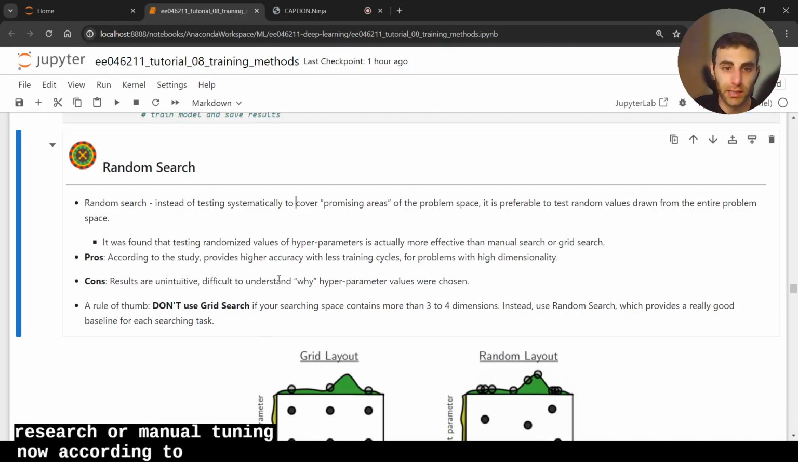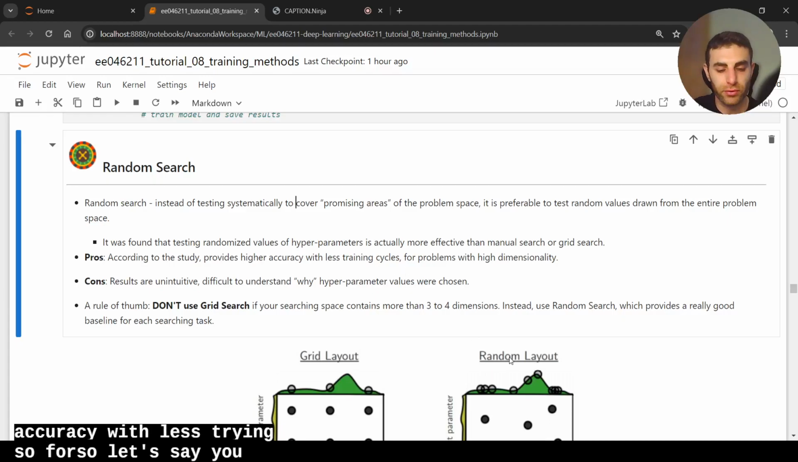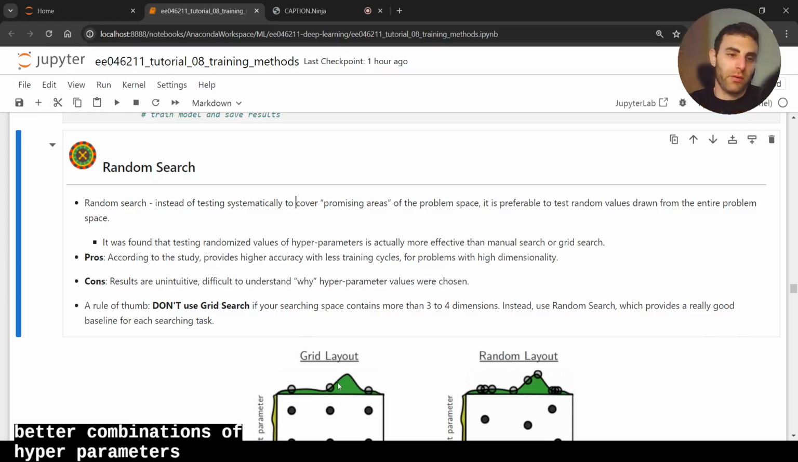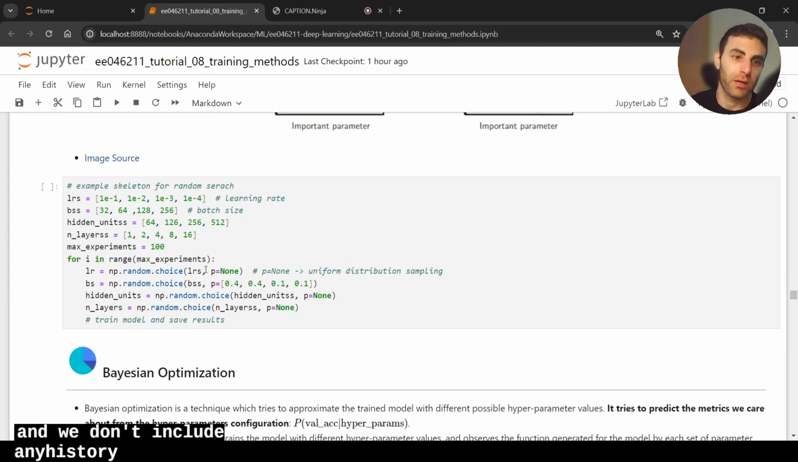Now, according to the study, it provides higher accuracy with fewer training cycles. So let's say you allocated 2 days for hyperparameter tuning. In the range of these 2 days, random search will probably come up with better combinations of hyperparameters. Of course, this depends on the number of hyperparameters, and if they are very large, random search is the way to go. Now, similarly to grid search, the results are probably unintuitive. It's difficult to understand why hyperparameters were chosen, and of course, there is no history here, again.